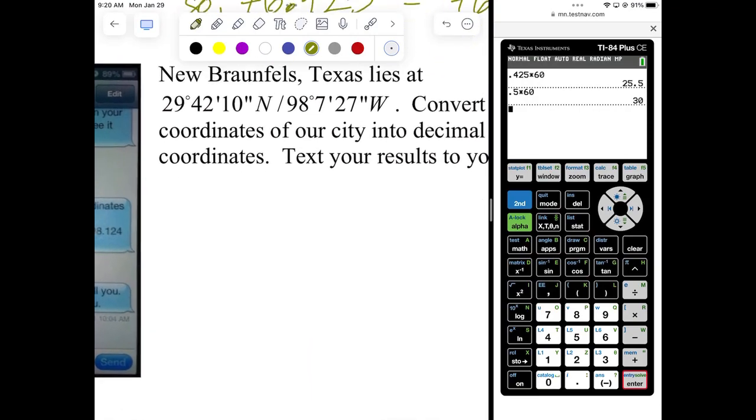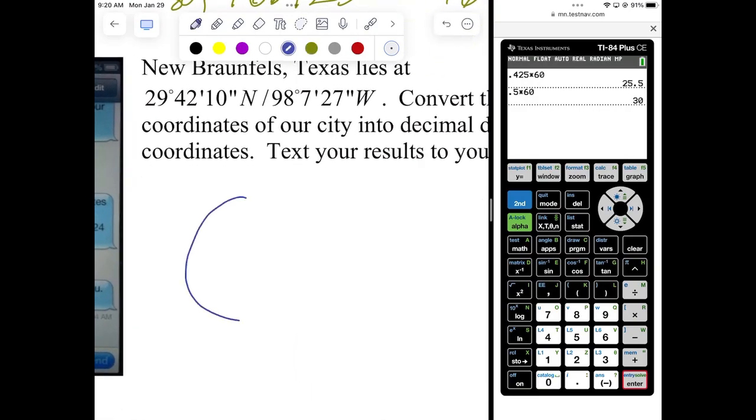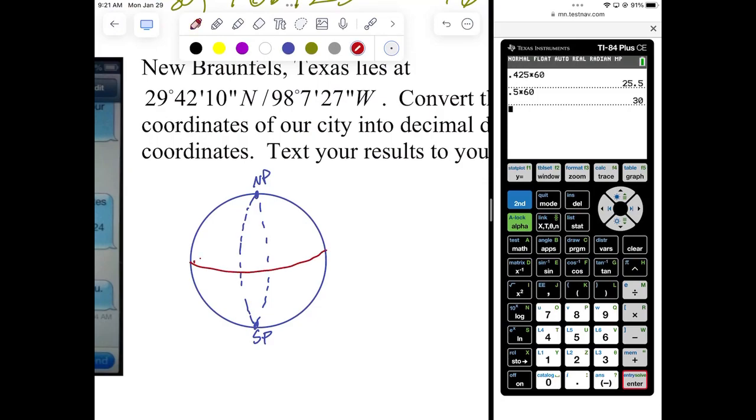So let's see what that looks like again. If we look at planet Earth, let's see if we can figure out where New Braunfels lives. This is your North Pole and South Pole. Okay, this is the North Pole. This is the South Pole. And those are going to be your longitudinal lines. And then you have your equator, which looks something like this. Okay, this is the equator.